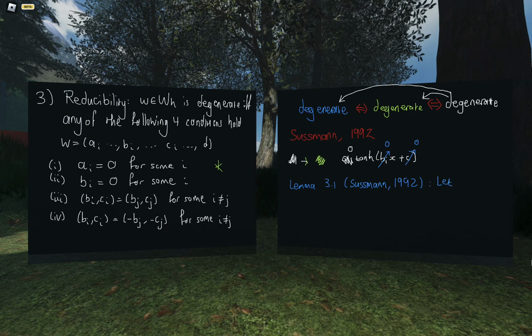I'm going to translate to kind of straightforward notation. Let J be a finite set, an index set, and let Phi_j, j in J, be a family of non-constant affine functions.